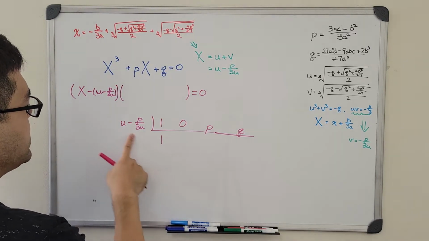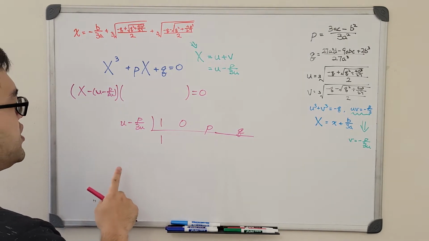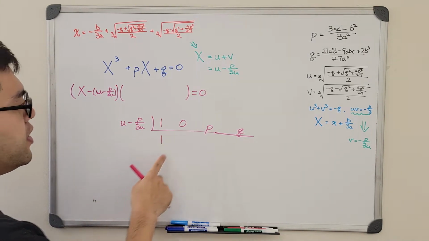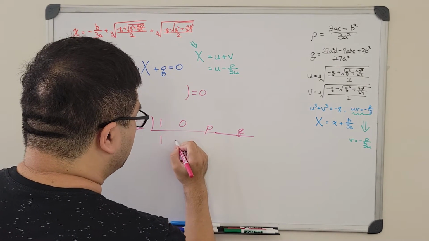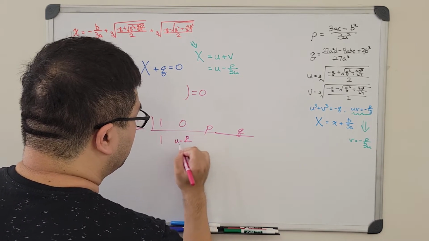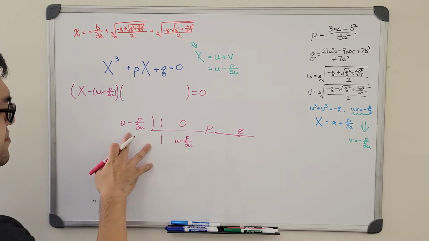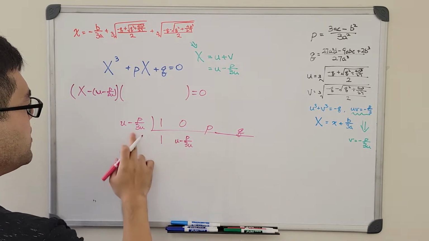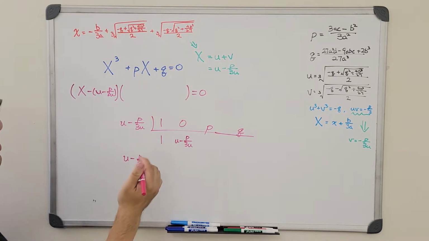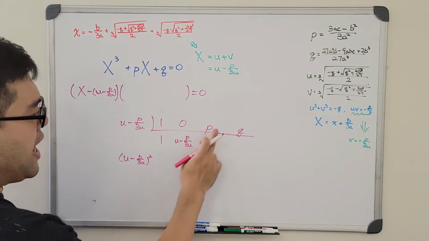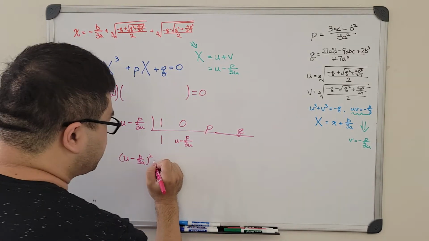So here we'll get 1 times u minus p over 3u, which is of course u minus p over 3u. And then we're going to add it with whatever we start off, which is 0. So for the next term, we will get u minus p over 3u. Good. So for the next one, we will do the same thing. We now have u minus p over 3u times itself, which means we're going to square it. And then we need to add the p, which is from the original expression.